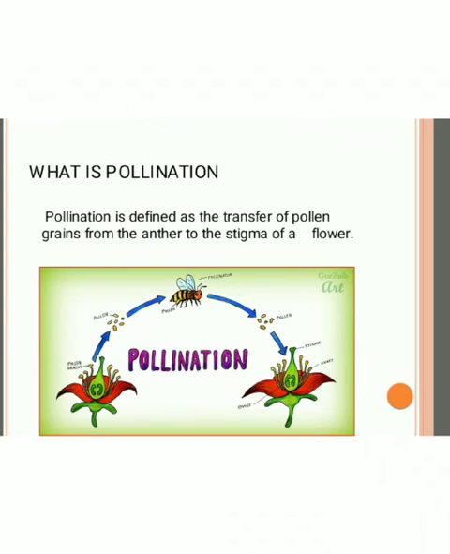First is, what is pollination? Pollination is defined as the transfer of pollen grains from the anther to the stigma of a flower. When mature pollen grains released from the anther are carried to the stigma of a flower of the same or different species, it is called pollination.